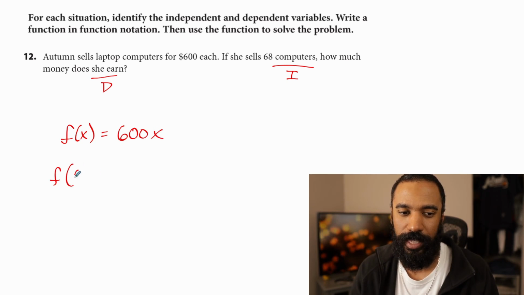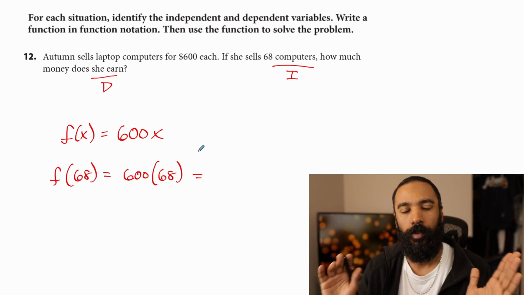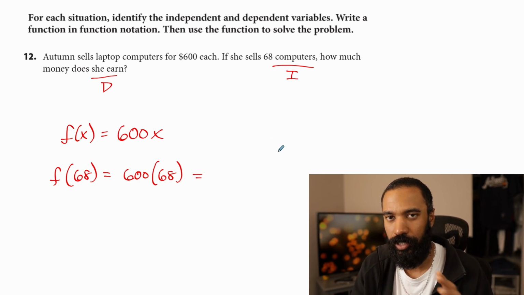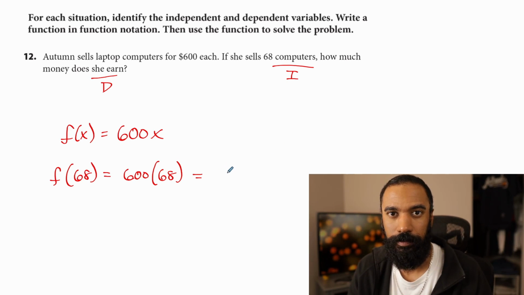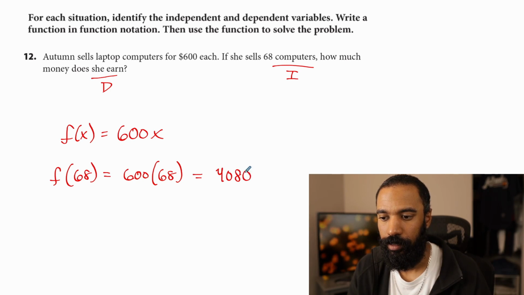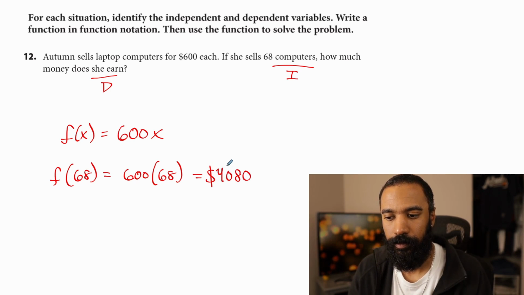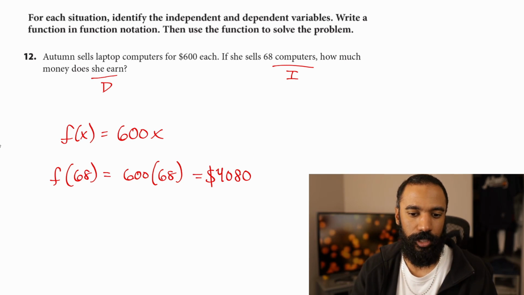So when we evaluate this at 68, we do 600 times 68, which is going to be, well, 6 times 6 is 36, so 3,600, plus 6 times 8 is 48, so 4,080. I'm going to say it's that much. $4,080 earned.